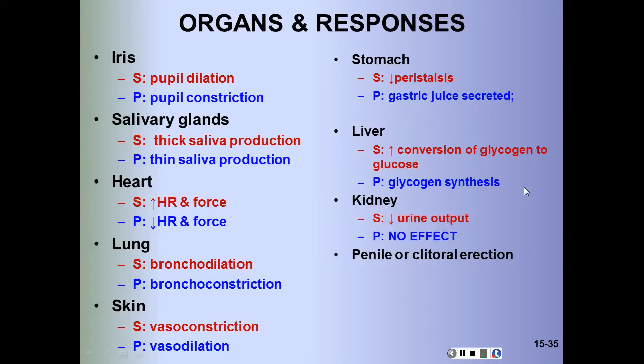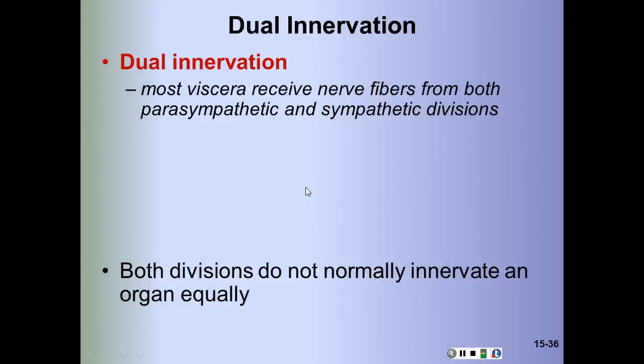Our kidneys, we're going to have a decrease in urine output, but in our parasympathetic, there's no effect. And then penile and clitoral erection. For sympathetic, there is no effect at all. In our parasympathetic, you'll have stimulation. Now with dual innervation, most viscera have dual innervation. That is, they're going to receive nerve fibers from both sympathetic and parasympathetic divisions. These divisions may have either antagonistic or cooperative effects on a single organ.